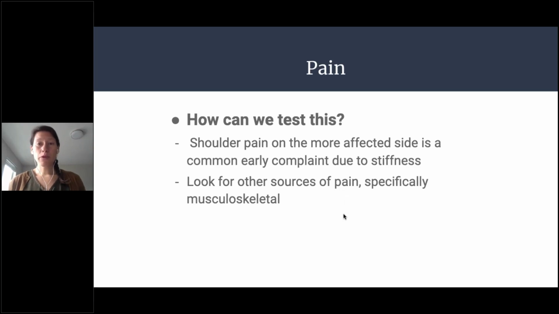But it is still important, if someone were to have pain there, to do a full assessment, like a musculoskeletal exam, and to look for symptoms like arthritis or tendon problems or other issues like that, to see if we can address those too.